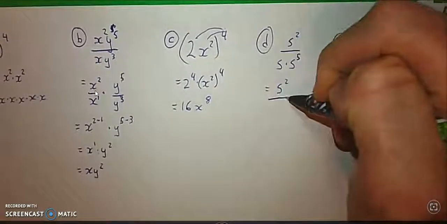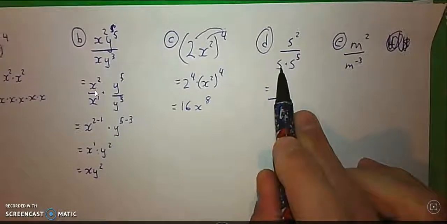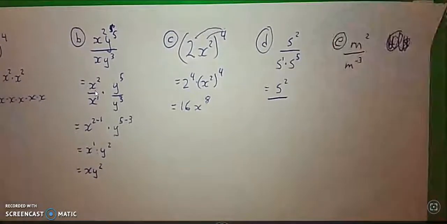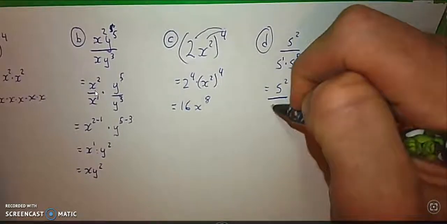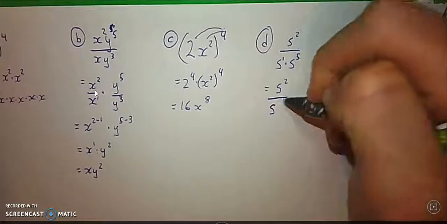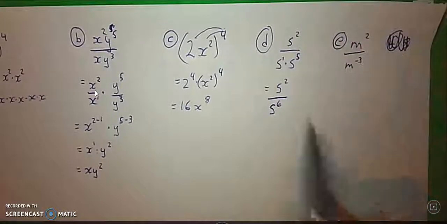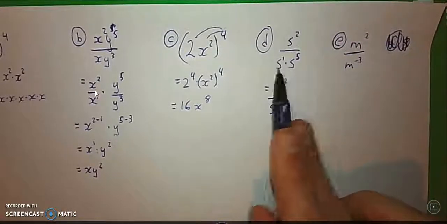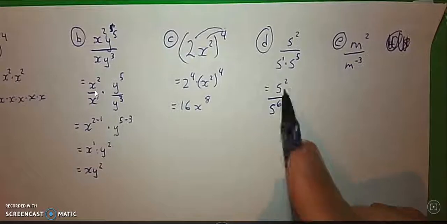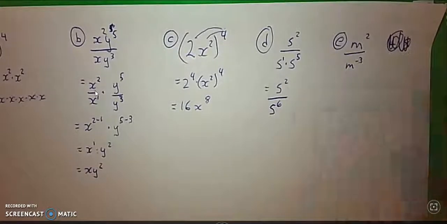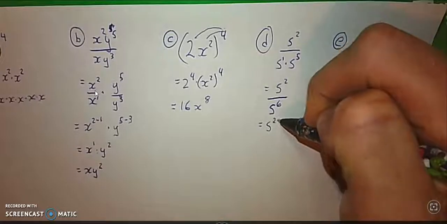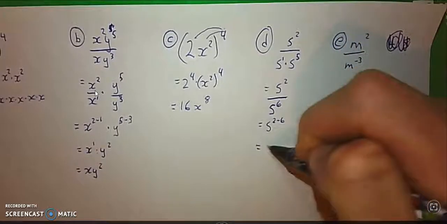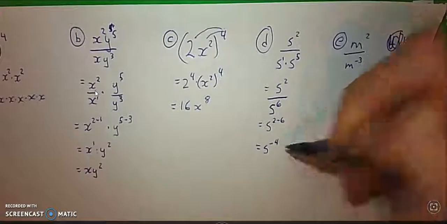I know it looks like a 5, but it's an s. In the denominator, we have s to the power of 1, because there was nothing there, times s to the power of 5. So we add those exponents. 1 plus 5 is 6. Now, that was applying the exponent law of multiplication. We can apply the exponent law for division, which means we are going to subtract: s to the power of 2 minus 6, which is s to the power of negative 4.